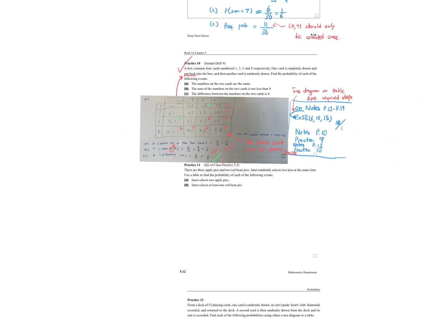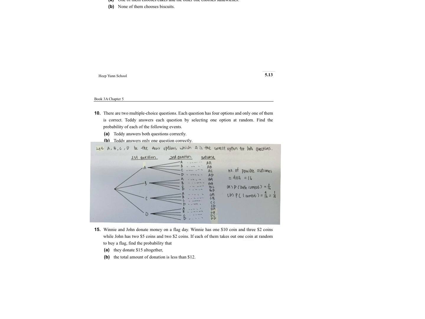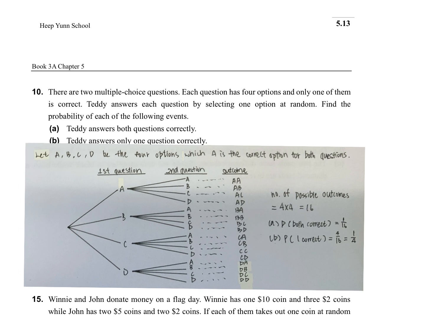So moving on to the question in exercise 5B, the question 10 in exercise 5B, because many of you will ask how to draw this particular question. So one option, like your classmate did here, is to let A be the correct option. If she let A be the correct option, then AA is the only correct answer. With both correct, then it's 1/16.